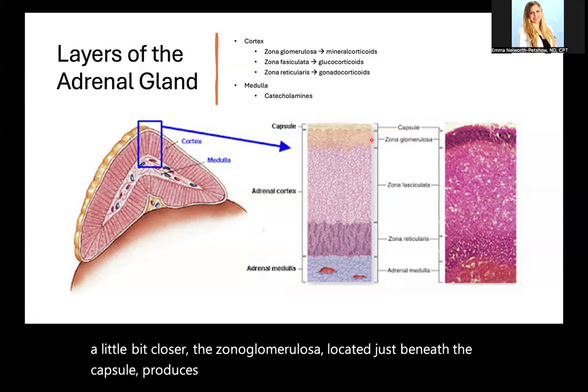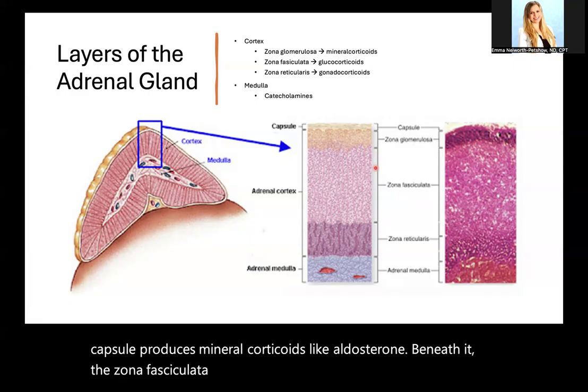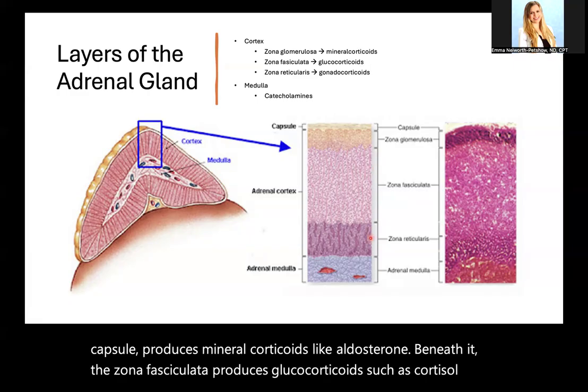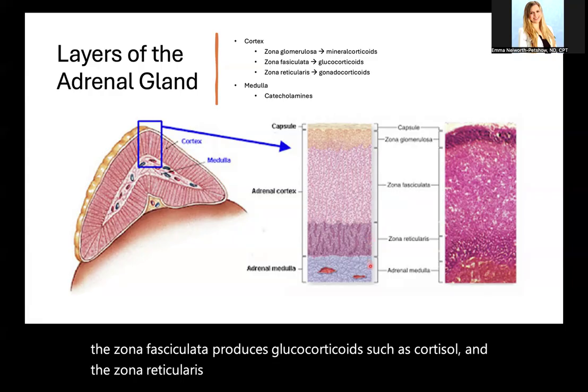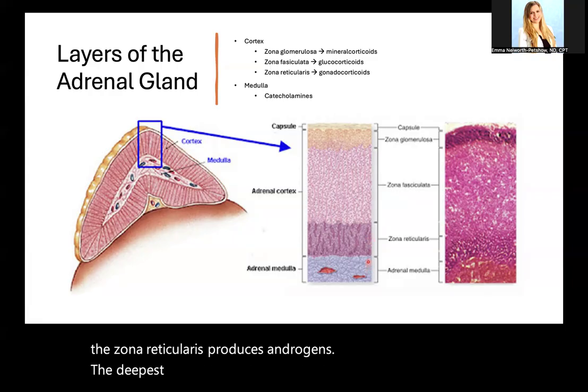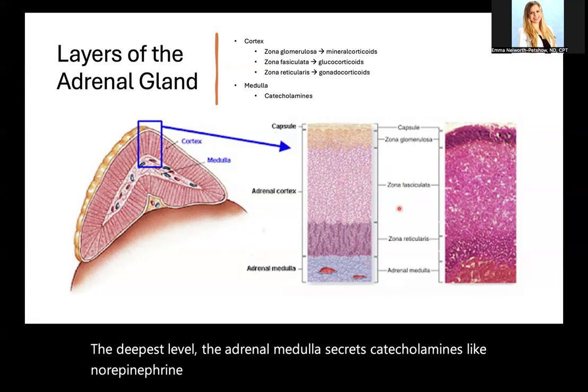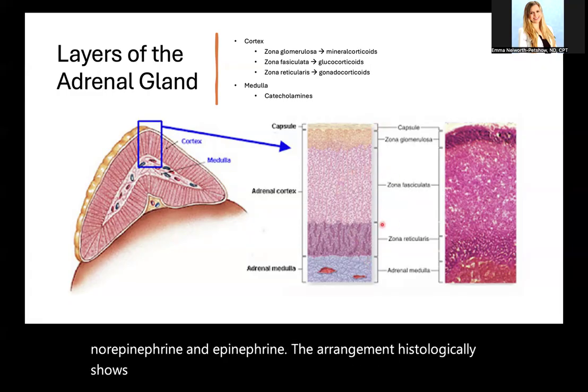Looking at our layers a little bit closer, the zona glomerulosa, located just beneath the capsule, produces mineralocorticoids like aldosterone. Beneath it, the zona fasciculata produces glucocorticoids such as cortisol, and the zona reticularis produces androgens. At the deepest level, the adrenal medulla secretes catecholamines like norepinephrine and epinephrine. The arrangement histologically shows we're going from superficial to deep in regards to organization.